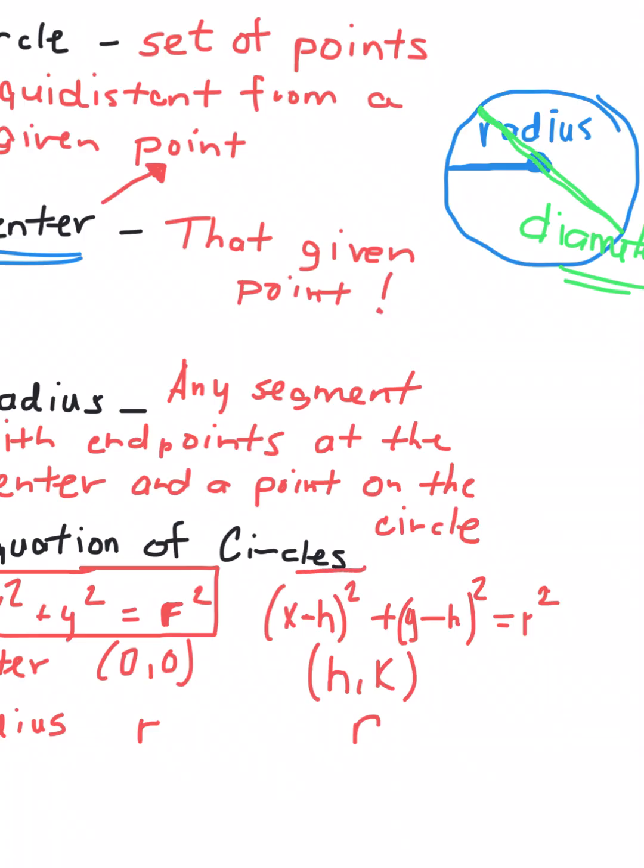If that circle is moved on the axis, then we have x minus h squared plus y minus k squared is equal to r squared. In that case, the center of the circle is (h, k), the opposite of what is inside the parentheses, because it's on the inside, so we're moving it opposite of what you think.